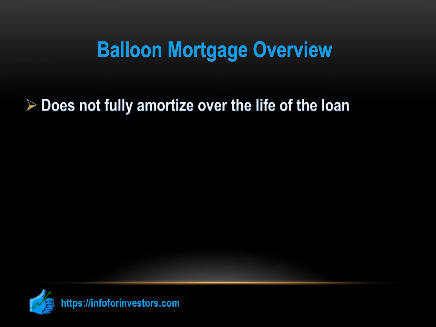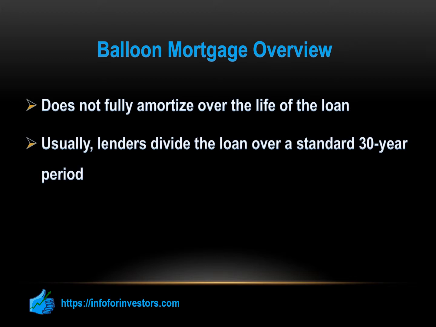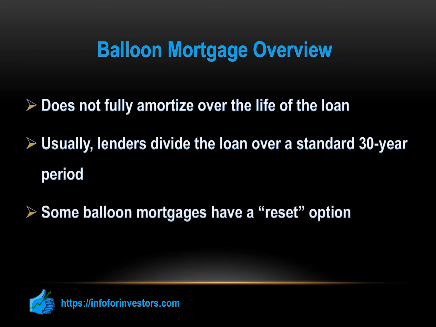To get the monthly payments on balloon loans, lenders usually divide the loan over a standard 30-year period, but some lenders use other computation methods such as interest only. Some balloon mortgages have a reset option, which takes effect at the end of the loan. When the borrower requests a reset, it means that he wants the lender to automatically recalculate the mortgage at the current interest rate. However, when no such option has been provided, it can mean that the buyer will either sell or refinance the home before the end of the term.